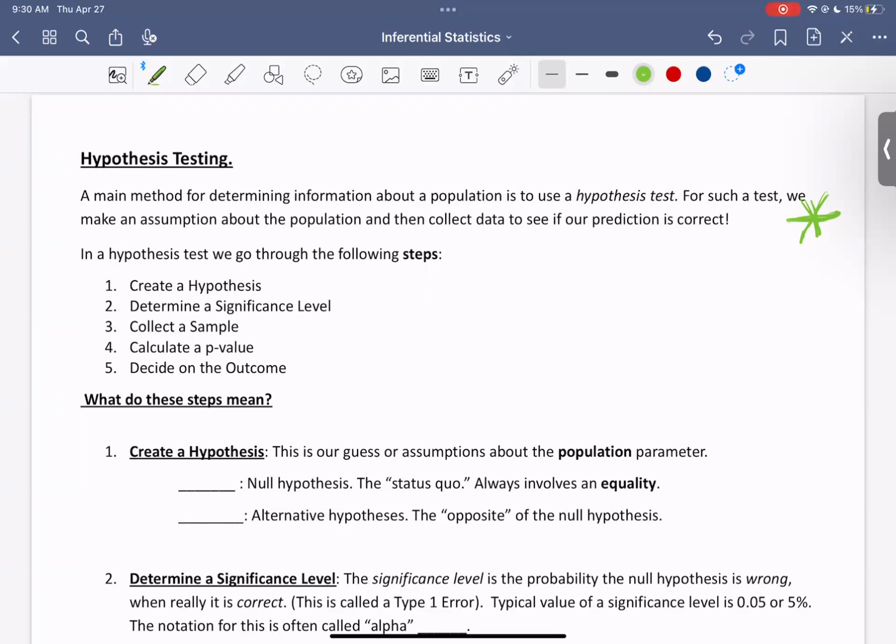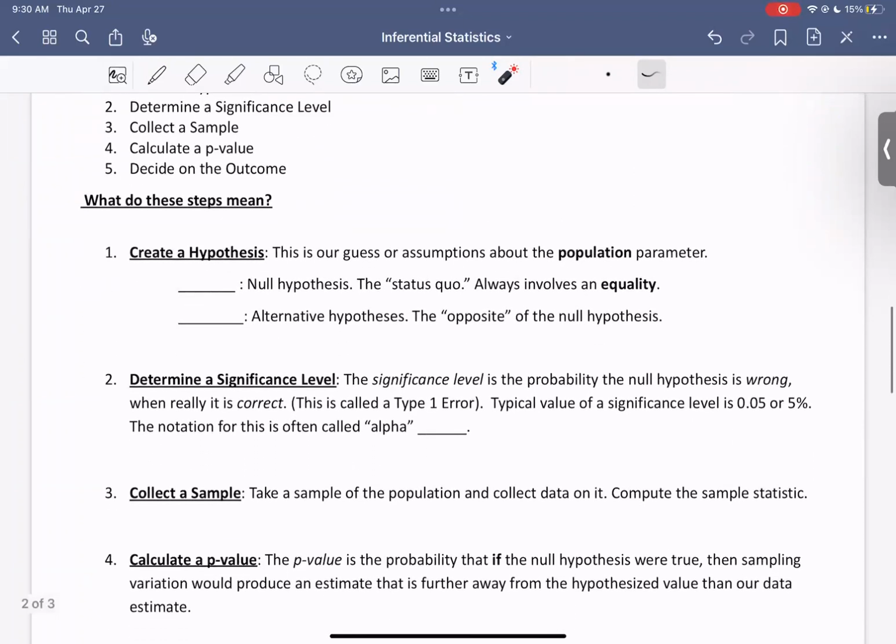So here are the main steps involved in a hypothesis test, and we'll go through them in a little bit more detail. But first, just to summarize. The first step is to create a hypothesis. We then determine a significance level, and we'll see what that is in a moment. We then collect sample data. From that sample, we calculate what's called a p-value. With that p-value and significance level, we decide an outcome of our test. All right, so let's get into these steps in detail.